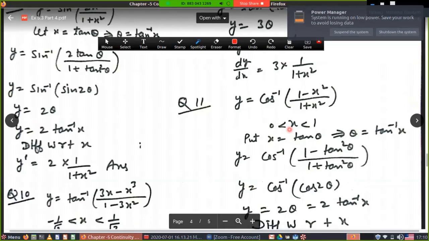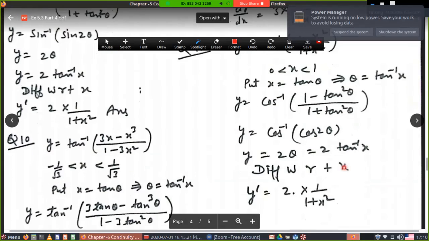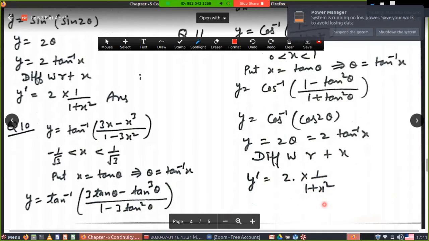In question number 11, when you put here x is equal to tangent theta, you are getting 1 minus tangent square theta upon 1 plus tangent square theta. And the formula is cos of 2 theta is equal to this one. It means you can replace this whole value by cos 2 theta, and cos inverse and cos cancel. You are getting 2 theta, 2 into tangent inverse x, and the answer is 2 into 1 upon 1 plus x square after derivative, y dash.